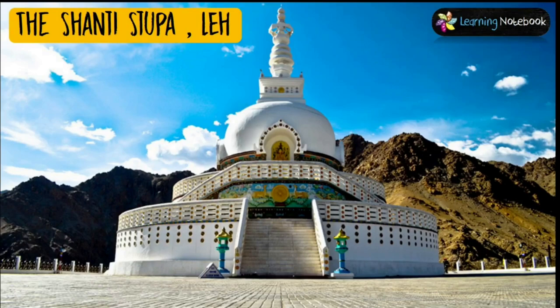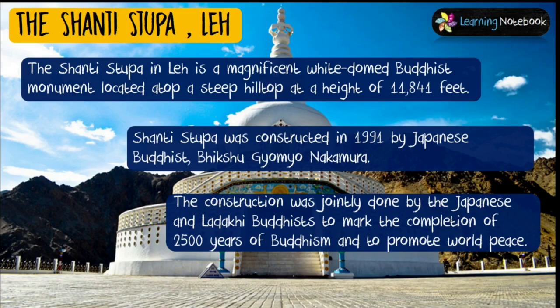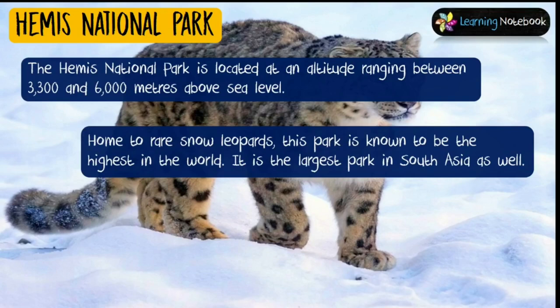Let's see the next famous place, which is the Shanti Stupa in Leh. It was constructed to mark the completion of 2500 years of Buddhism and to promote world peace. Hemis National Park, which is the highest in the world and is home to the snow leopards.